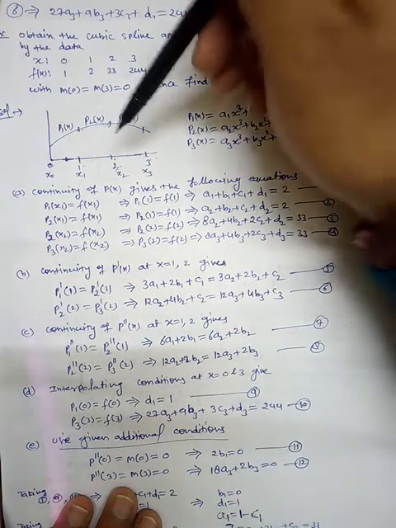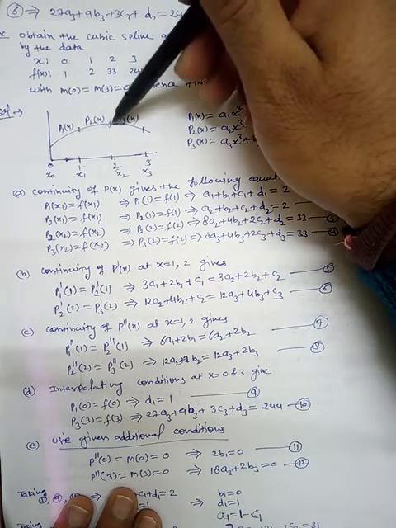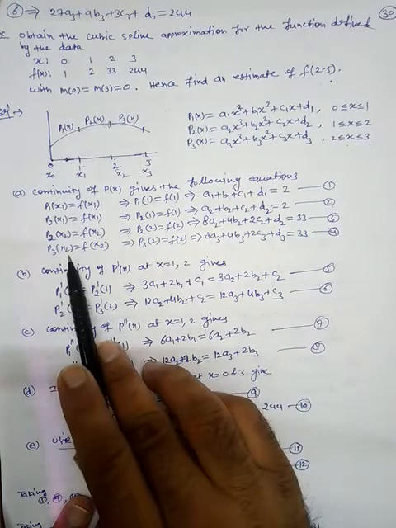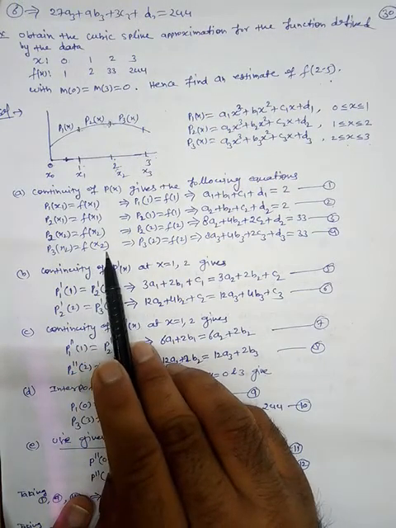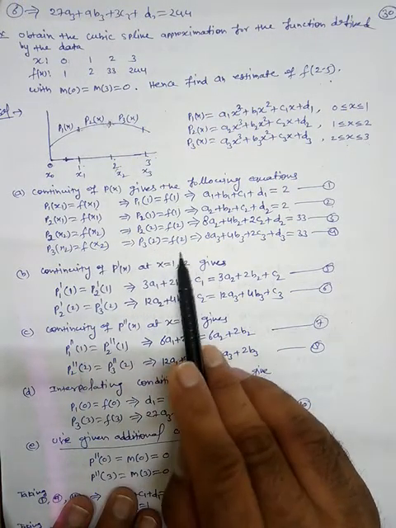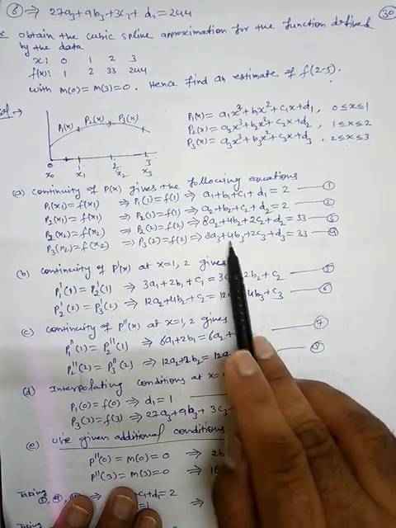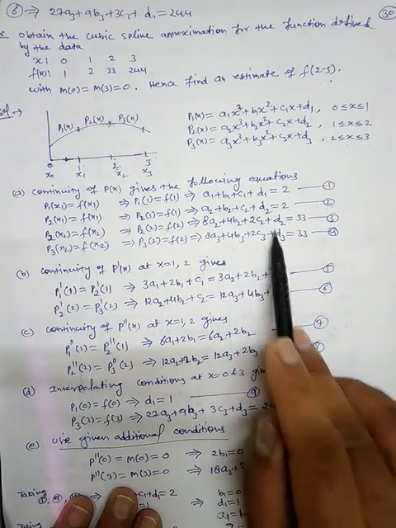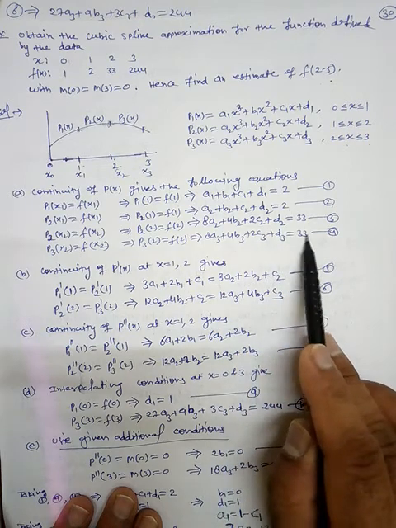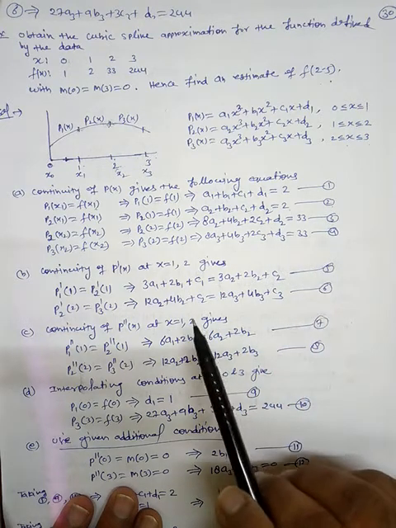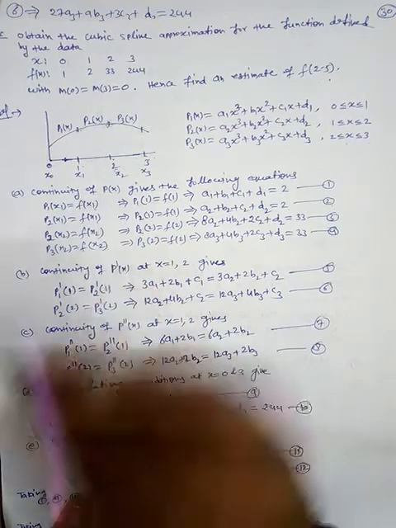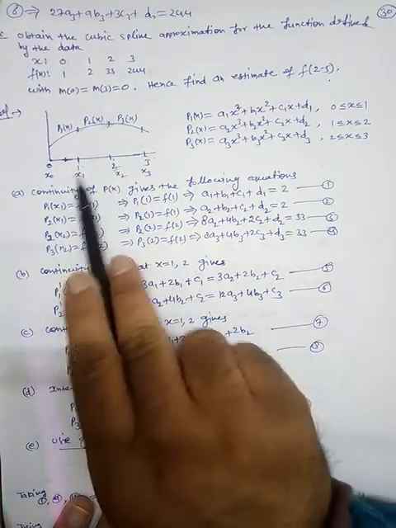And now the last condition says that this P3 is continuous at this point. So P3 at x2 is equal to f of x2. That means P3 at 2 is equal to f of 2. This implies put x equal to 2 here. So 8a3 plus 4b3 plus 2c3 plus d3 is equal to 33. Fourth equation. Okay, so this is continuity of the function at intermediate nodes.